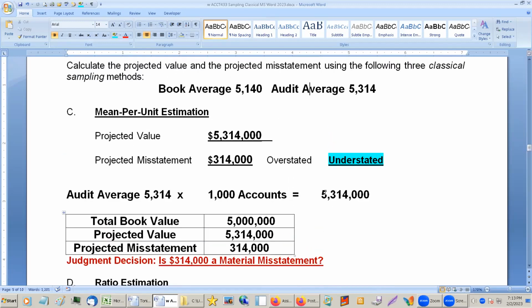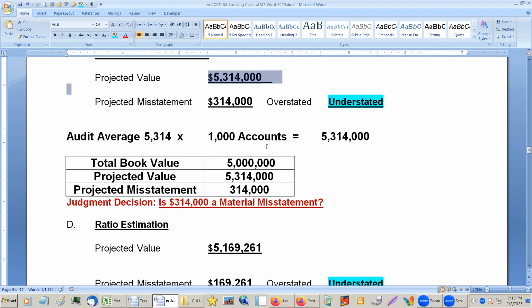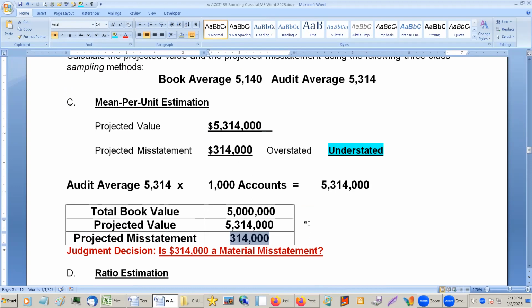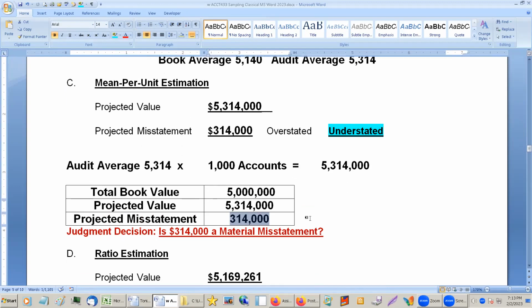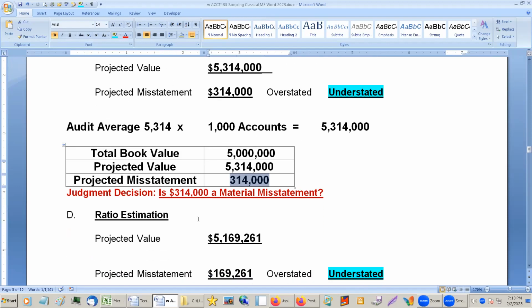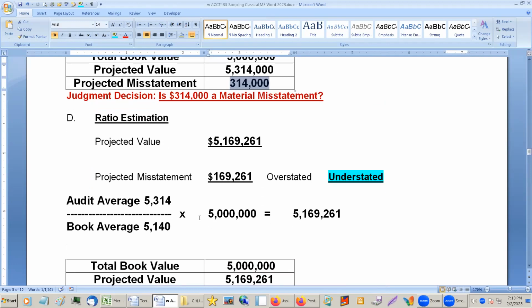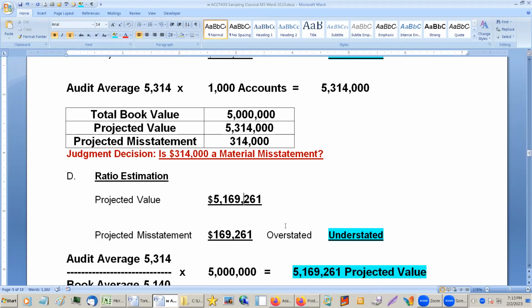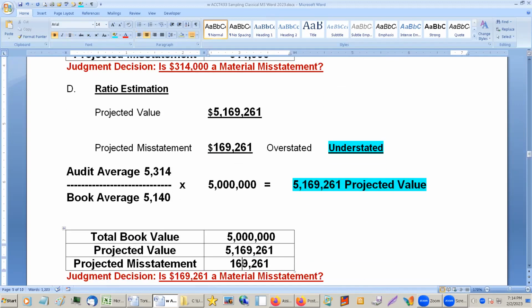So going on here, we said that they have a projected value. This is the value we think their financial statement should be. They have 5 million, so there's a misstatement of 314. It's an understatement. They have it at 5 million, they should have it at 5,314,000 using this method. Ratio estimation. This is our projected value. We're saying that they should have this on the books for 5,169,000. They only have it on the books for 5 million. So the misstatement is an understatement. They're understating it by 169,000.